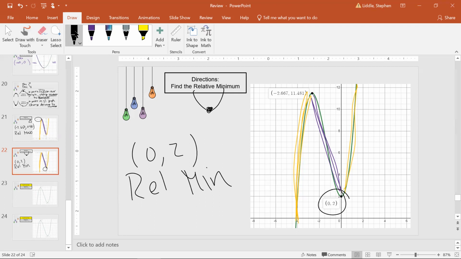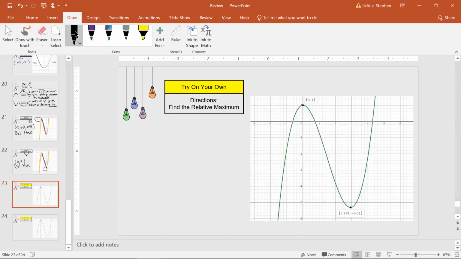All right, so for your last problem, you're given this function, and I want you to find the relative maximum and then find the relative minimum. So I'll give you about a 3-second pause. You can pause the video, try it on your paper, and then hit play again, and I'll put out the answer.